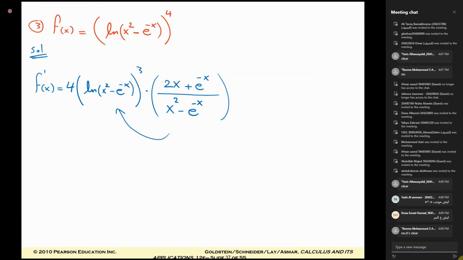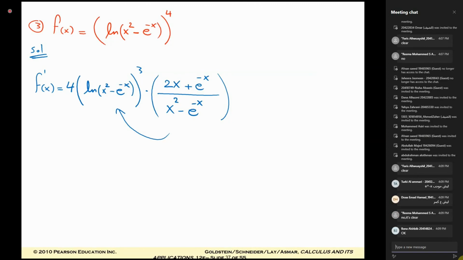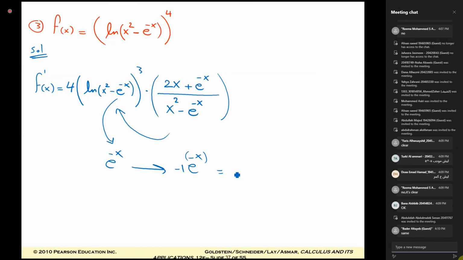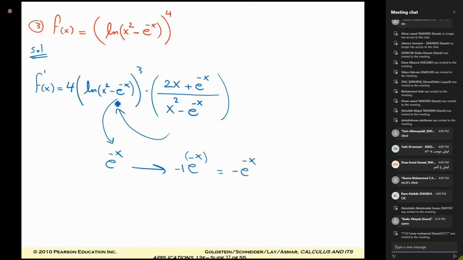Why positive e to the power? Because what's the derivative of e to the power minus x? What's the derivative of e to the power minus x, Turki? It's the same e to the power minus x, and the derivative of the power. What's the derivative of minus x? Minus 1. Okay, so we have minus e to the power minus x. And before it, from the derivative of this e to the power minus x, we have negative also. Negative, negative, so we have positive.